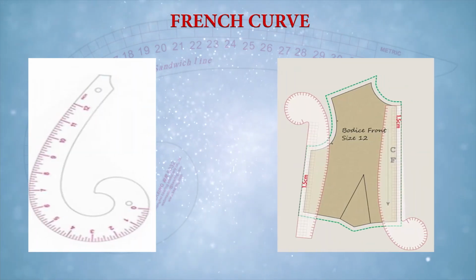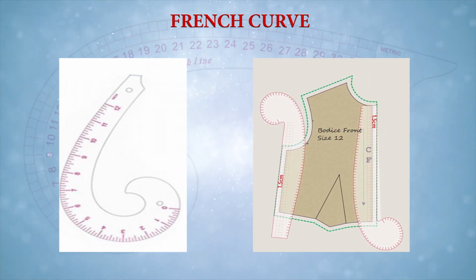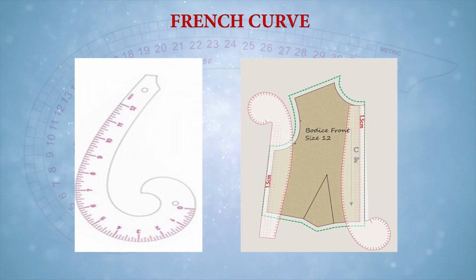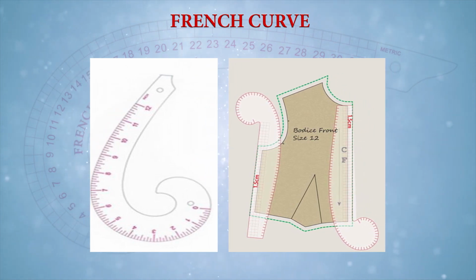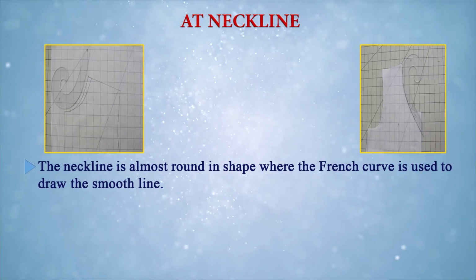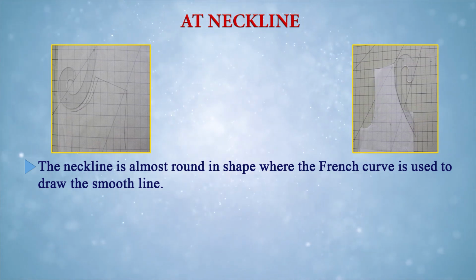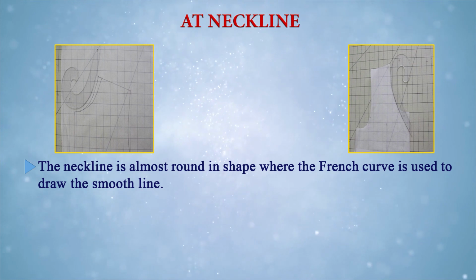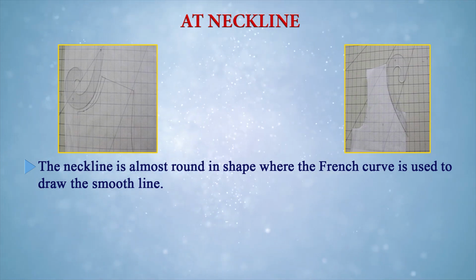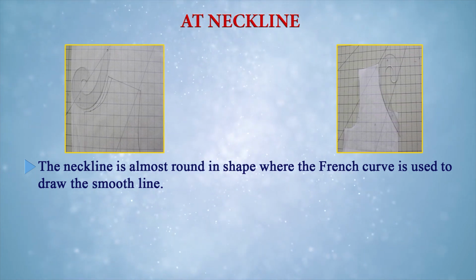So this is how a French curve looks. You can easily get it and use it when you start doing your practical and when you start developing your basic blocks. So first of all, let's discuss why we use the French curve at the neckline. The neckline is almost round in shape, where the French curve is used to draw smooth lines. If you have seen a pattern, you can see a neckline in this picture, where this is the basic sloper we have.